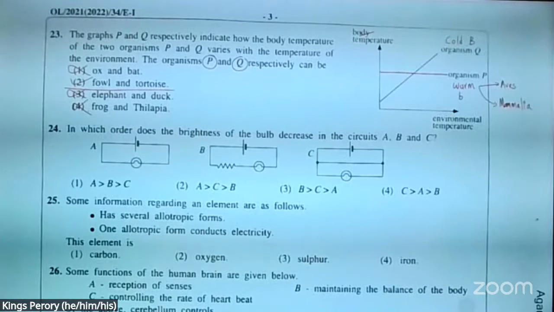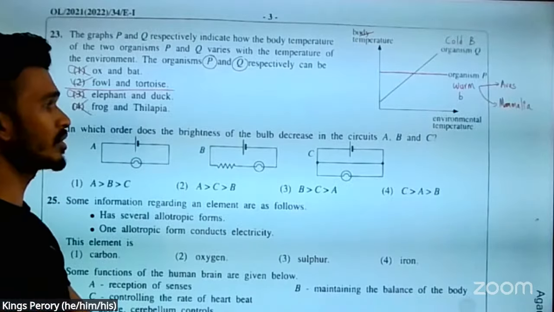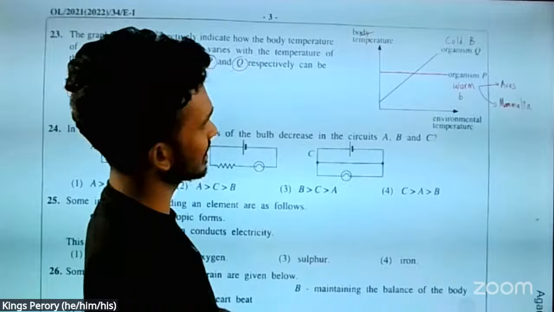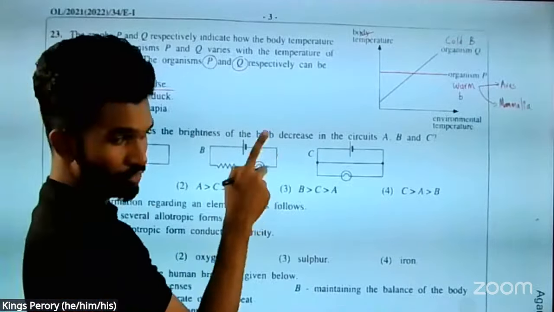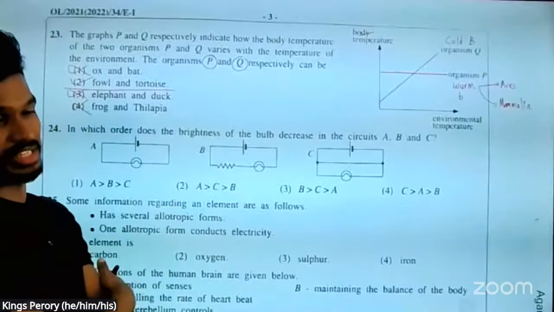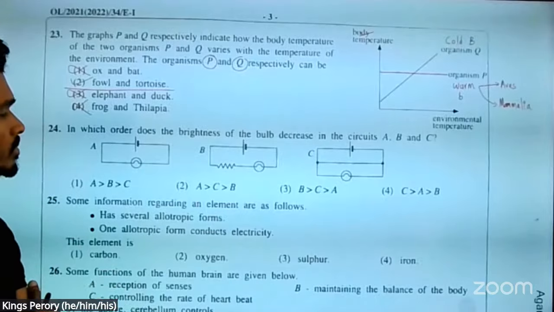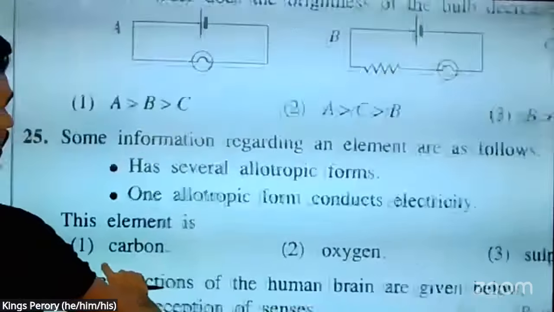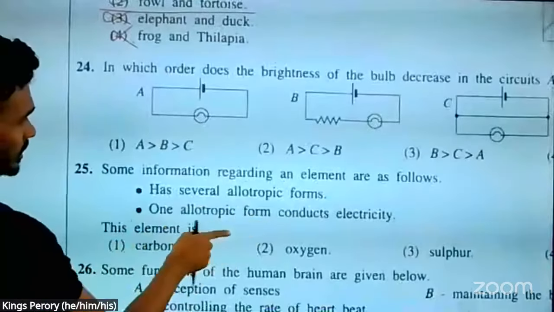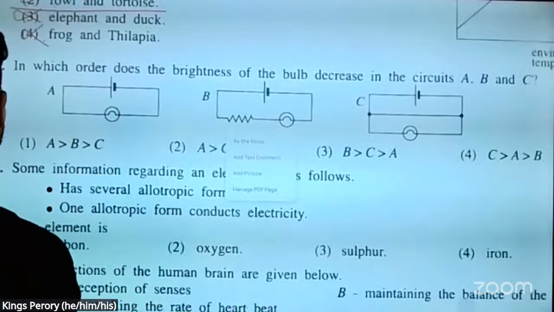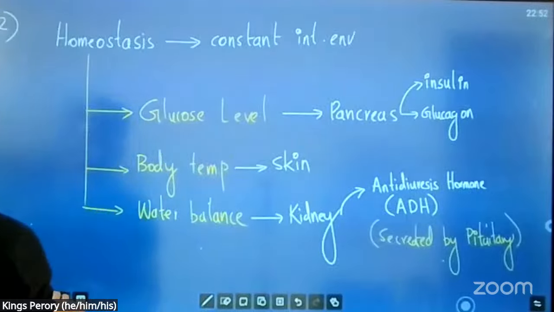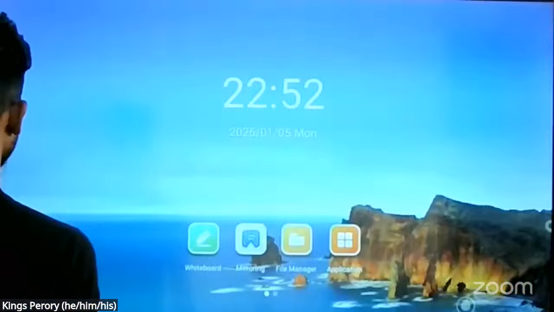Question 24. In which order does the brightness of the bulb decrease in the circuit ABC? In which order does brightness decrease? How do you analyze? A and B are easy to analyze. To understand this, you should understand about short circuiting. Again, something that we did in rapid revision.